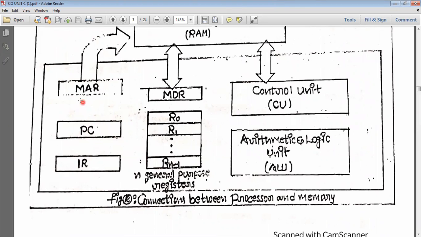Okay? So next, MAR means memory address register. It holds the address location which is to be accessed. That will be given to memory. See here, the memory data register. It contains the data which is to be read or written. That will be stored in this MDR, memory data register.